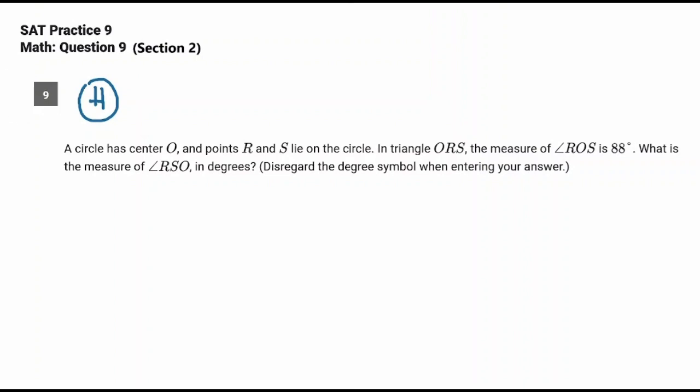A circle has center O, and points R and S lie on the circle. In triangle ORS, the measure of angle ROS is 88 degrees. What's the measure of angle RSO in degrees? And then you don't put in the degree symbol when you write down your answer.